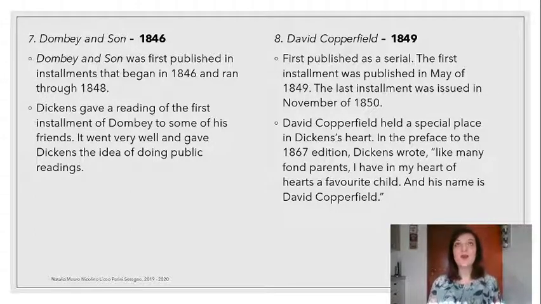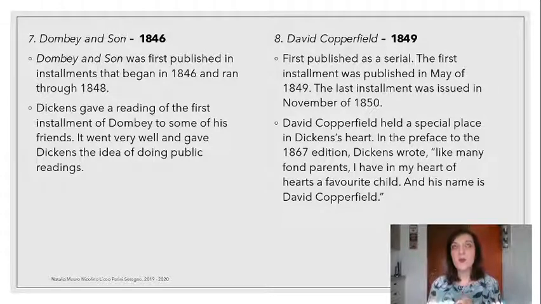Then let's go to one of the novels which is among the best known of Dickens, which was published in 1848 and which was his eighth to be published. The title of this novel is David Copperfield.